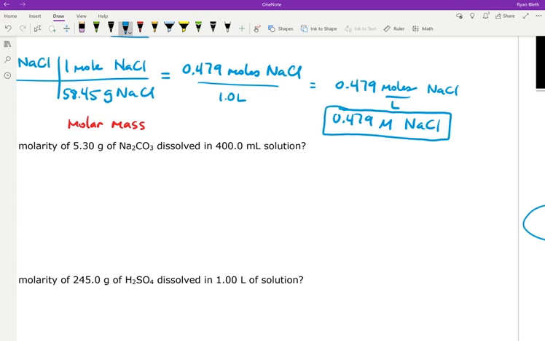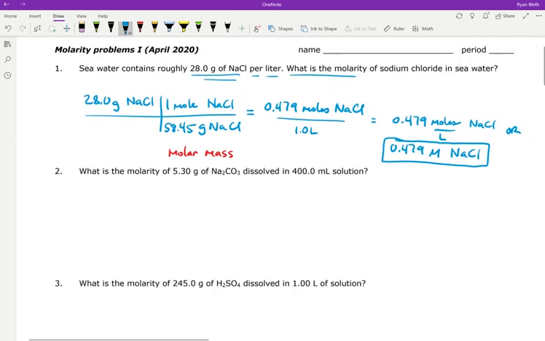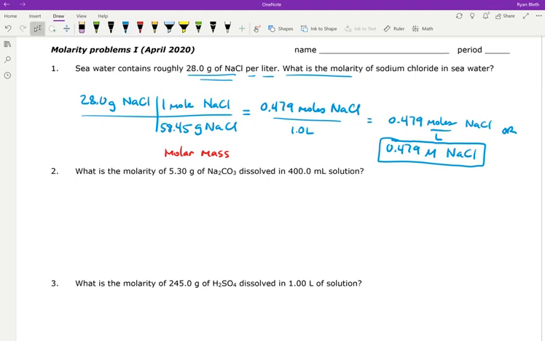So this is 0.479 moles per liter of NaCl, or 0.479 capital italicized M for molarity. That's what the question's asking for. What is the molarity? And we've found that now. Easy as that. Let's do number 2.